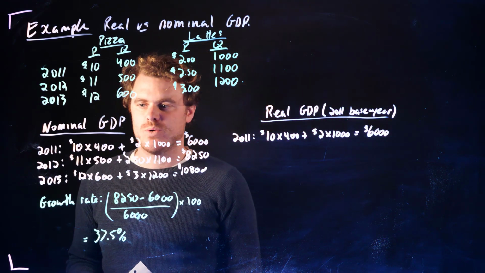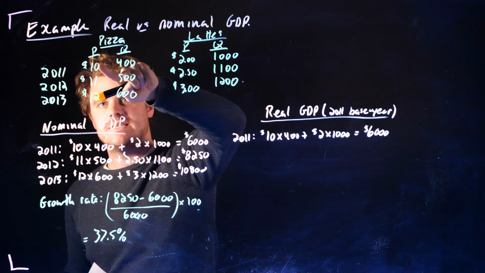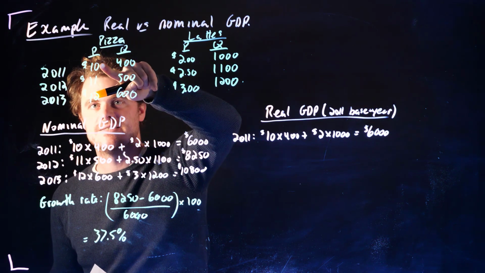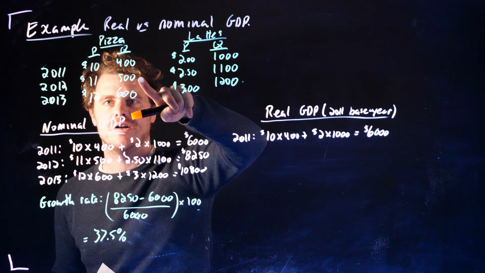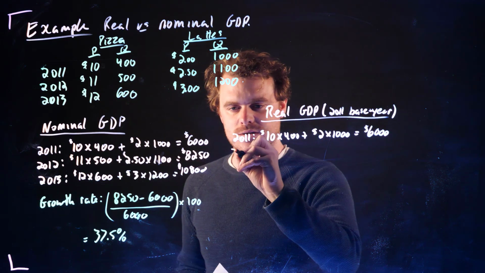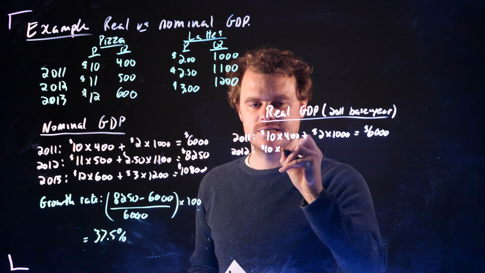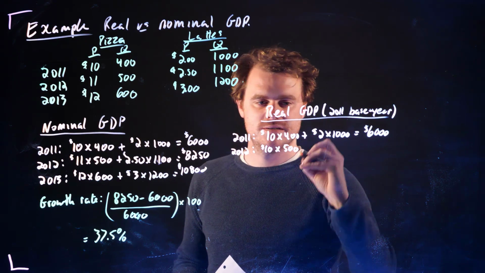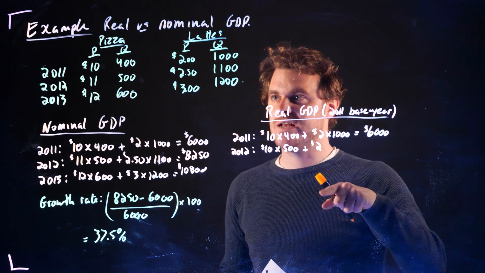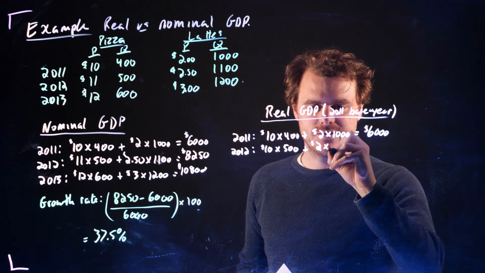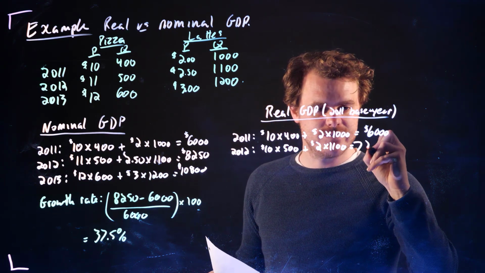But now let's go on to 2012. We're using 2011 as the base year, so it's the price of pizza in 2011, which is $10, times the quantity in 2012, which is 500. So we're saying $10 times 500 plus $2, the price of a latte remaining constant, times 1,100. And that gives us 7,200.